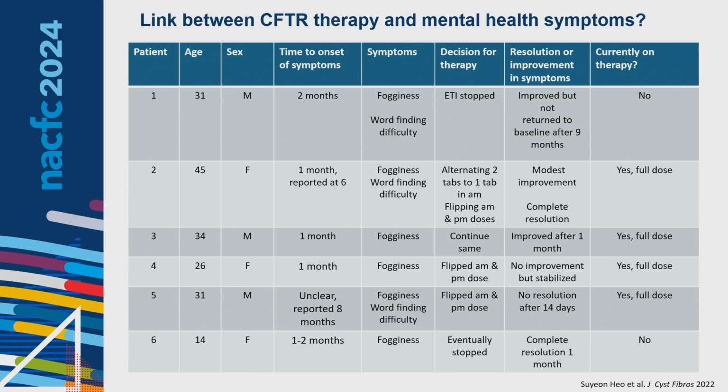So this is one example of a case series with 6 patients ranging between the ages of 14 to 45. And patients had symptoms such as fogginess, difficulty finding their words that were generally experienced within 1 to 2 months of starting ETI therapy. In 4 of the instances, they had change in their dose, or flipping, alternating morning and PM dose. And then eventually most of them had an improvement in their symptoms. 2 of them never went back on therapy.